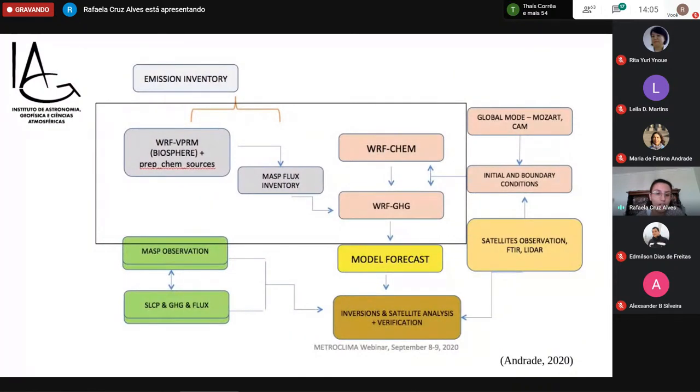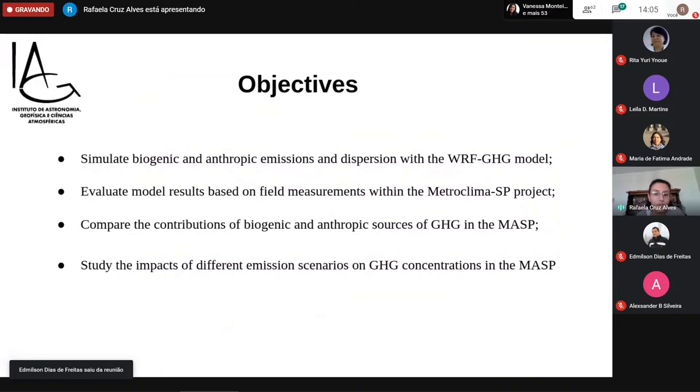I start by presenting the flow chart to identify my work package in the Metroclima project, as you can see in the highlighted area. My project aim is to simulate biogenic and anthropic emissions and dispersion with a WRF-GHG model, evaluate this model based on measurements made in the field within the Metroclima project, compare the contributions of biogenic and anthropic sources of GHG in the MASP, and study the impacts of different emission scenarios on GHG concentration in the MASP using the model.